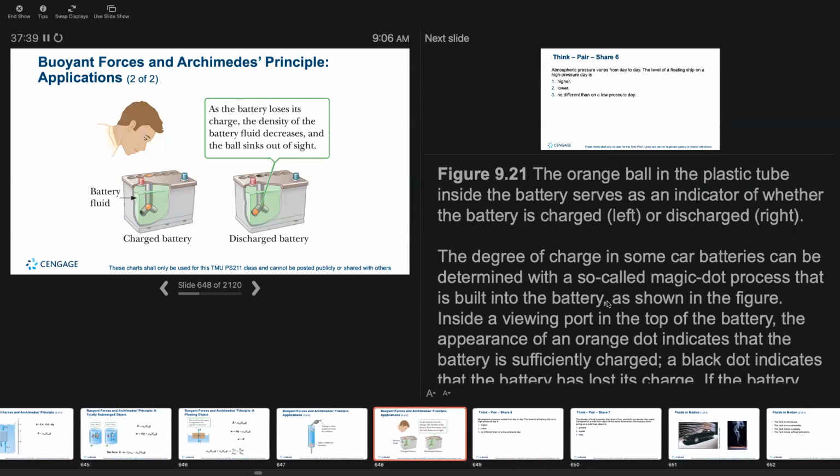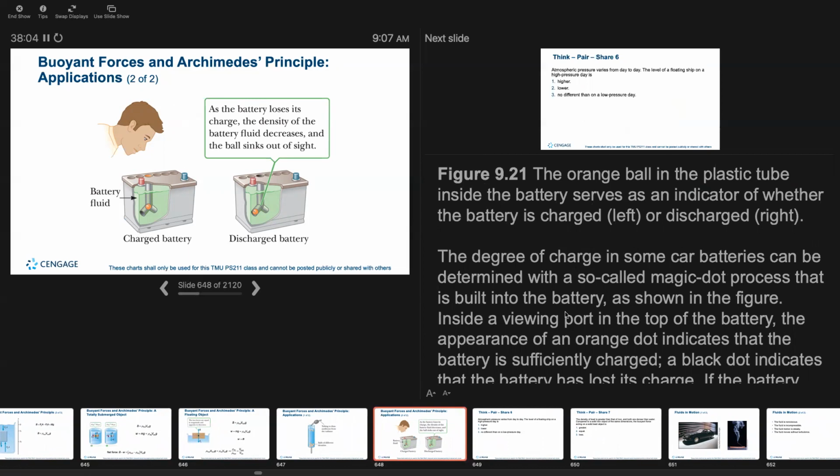So here's another example. The orange balls in this plastic tube inside the battery serve as an indicator of whether the battery is charged, which is the case for the left, or discharged, which is the case on the right. The degree of charge in a car battery can be determined with the so-called magic dot process that is built into the battery, as shown in the figure.